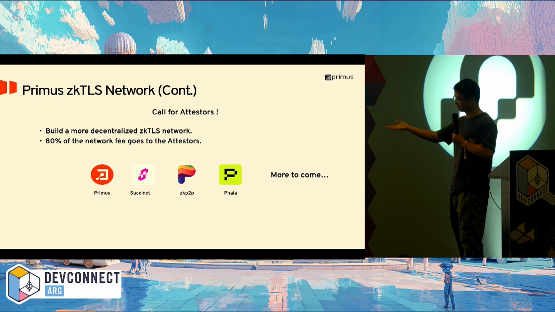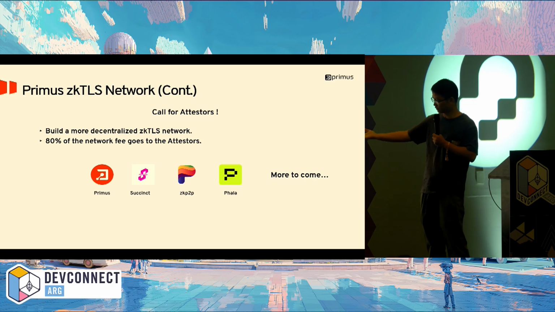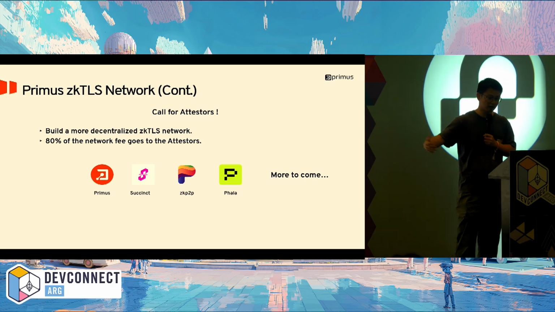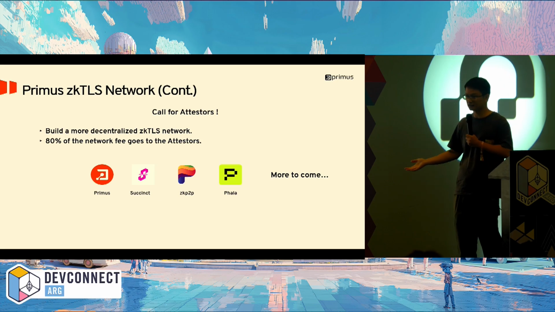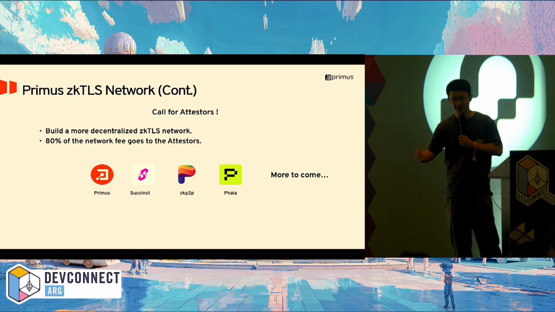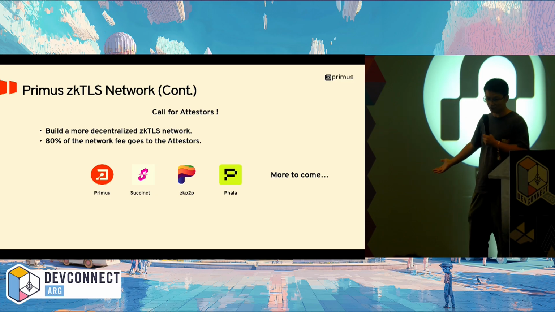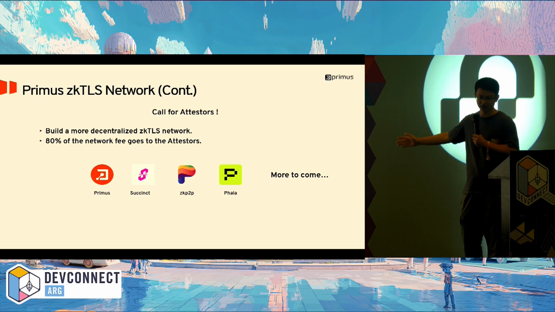We now have a few attesters like Succinct, TKP, or Fala. We are now talking to more attesters who can join the network to secure it. So that's our solution to make it more decentralized.